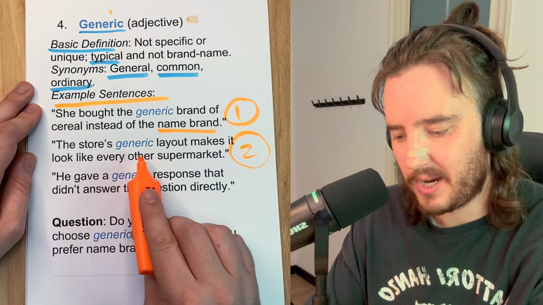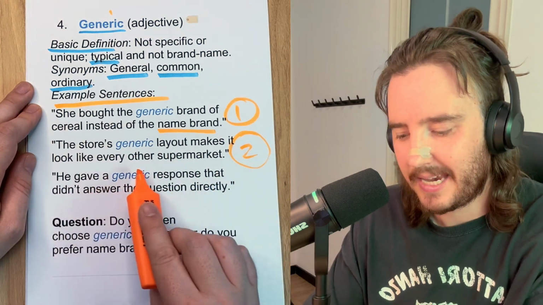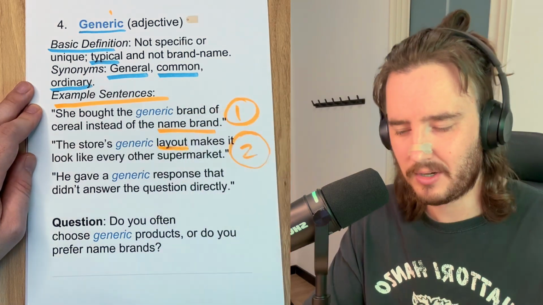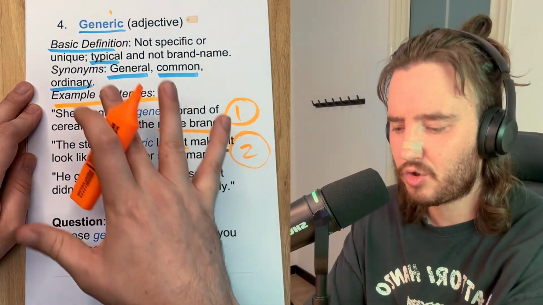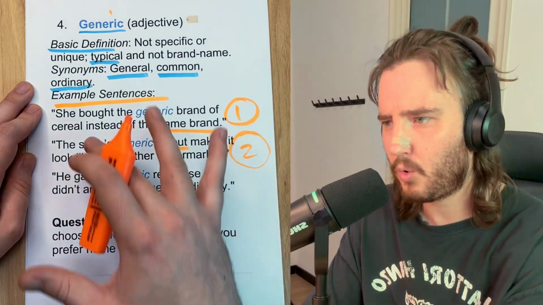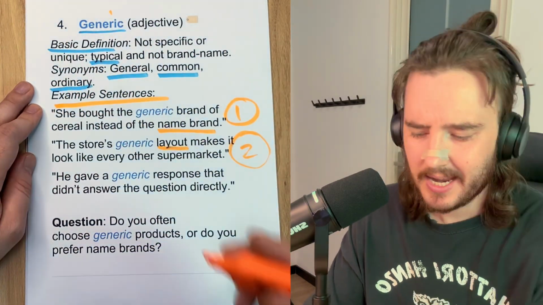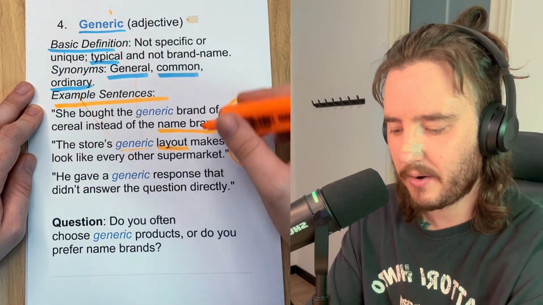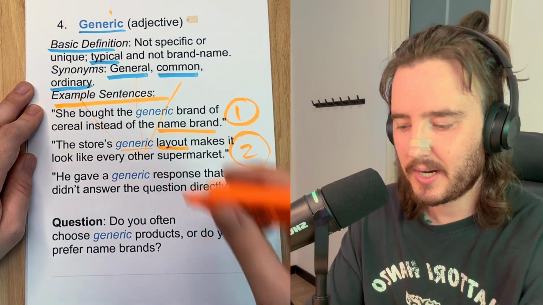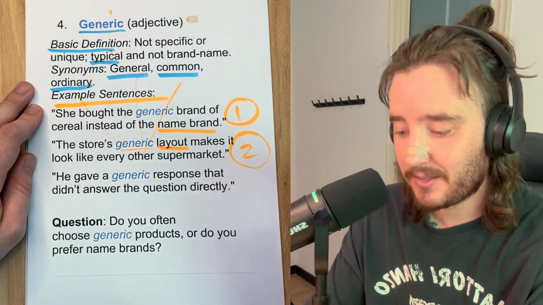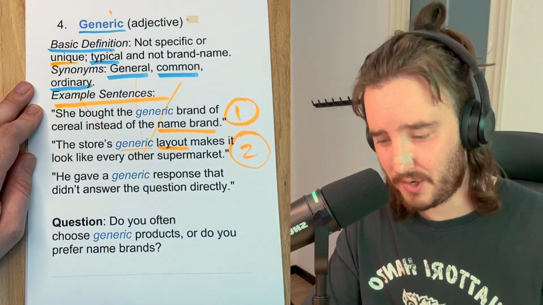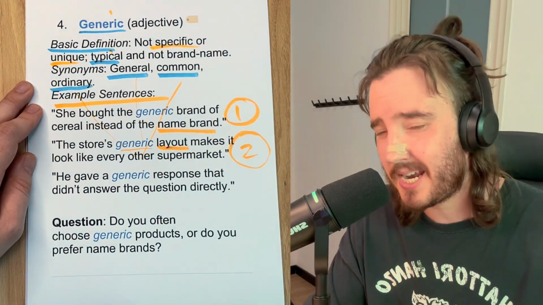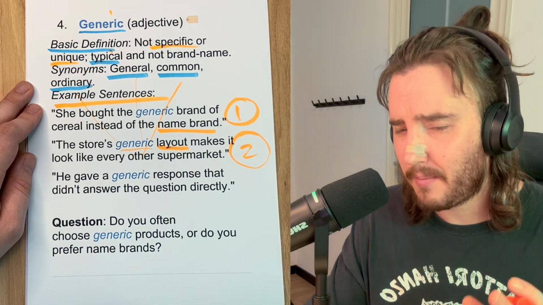The store's generic layout makes it look like every other supermarket. So this store, the layout of this store, the way this store is arranged or organized or laid out, it's very generic, right? It's very general, very ordinary, very common. It's very typical. It's not unique. It's not specific. Yeah, it's just kind of plain and ordinary. There's nothing special about it.